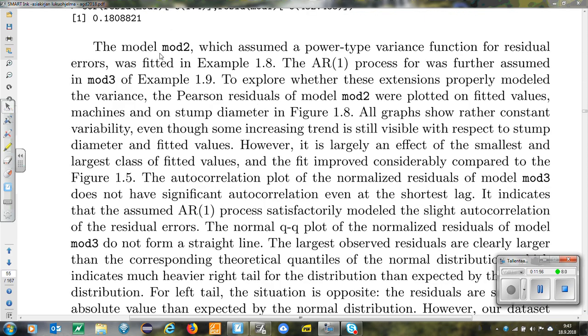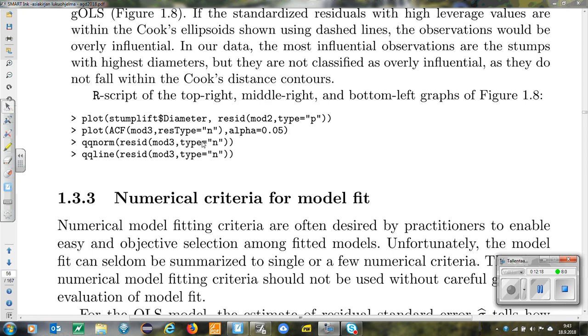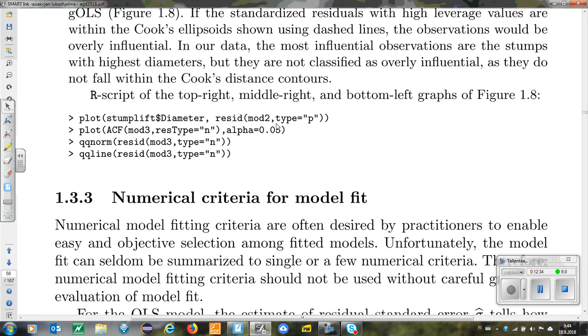and they were called mod 2 and mod 3. So mod 2 included the variance function for the residual error but no autocorrelation structure, and mod 3 included both an autocorrelation structure and a heteroskedastic variance model according to the power type function. And we can now explore whether the model fits. So first we plot the residuals of model 2, and now we need to specify, this is very important, that the type of the residuals is the Pearson type residuals.